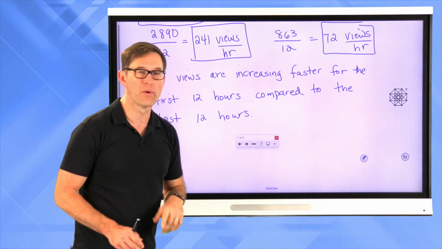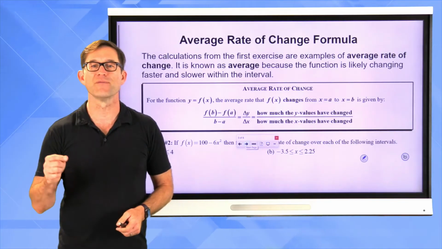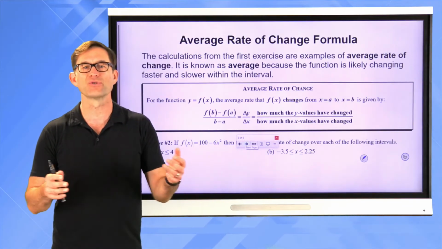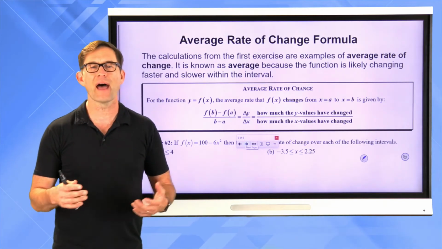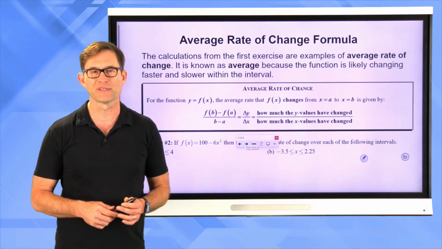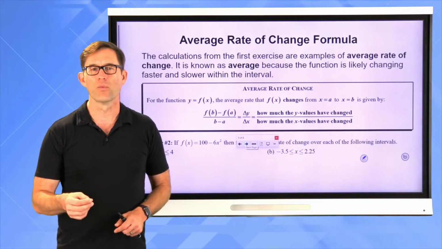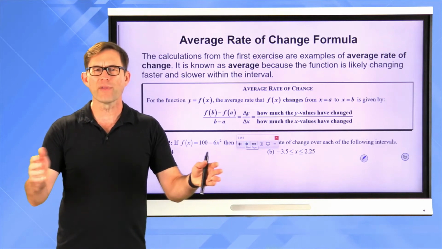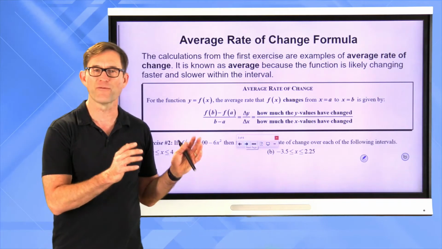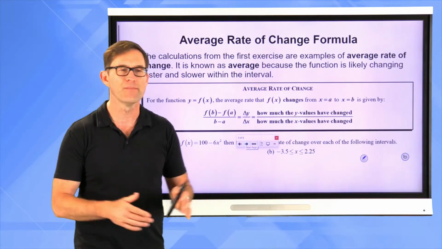Let's keep going and come up with a formula for average rate of change. The calculations from the first exercise are examples of average rate of change. It's known as an average because the function is likely changing faster or slower within the interval. So it's a little bit hazardous to just call it a rate of change, because it's kind of like if you were driving down to New York City, let's say it was 100 miles away, and it took you 2 hours, your average rate would be 50 miles per hour. But over that 2-hour span, there would probably be times when you were going 70 miles per hour, there might be other times when you're going 40 miles per hour, but your average rate would be 50 miles an hour, okay?